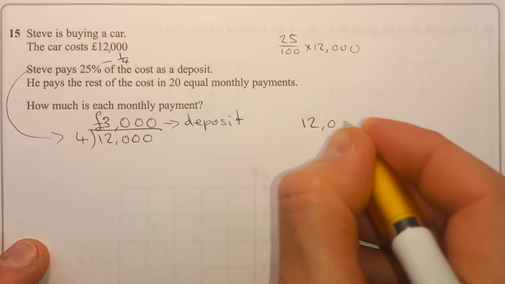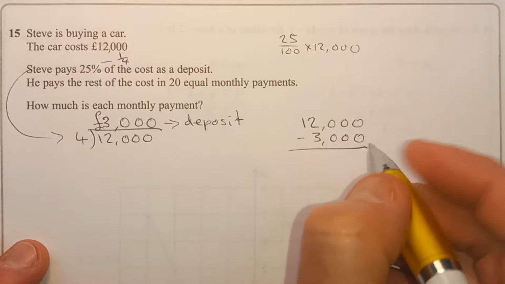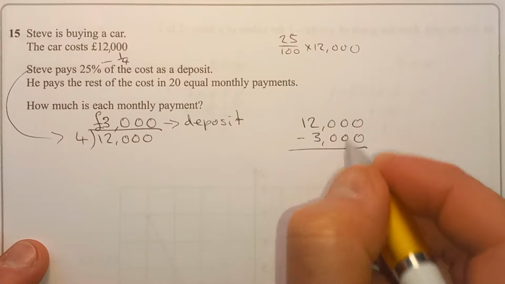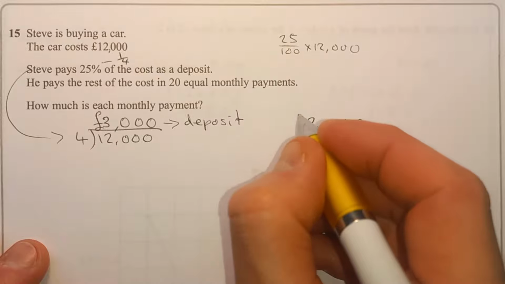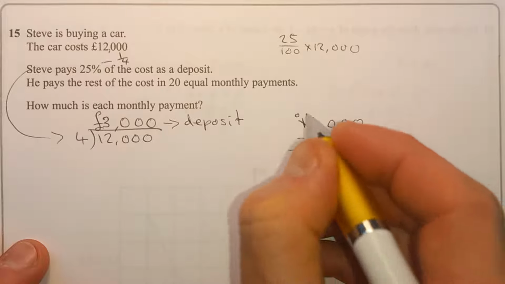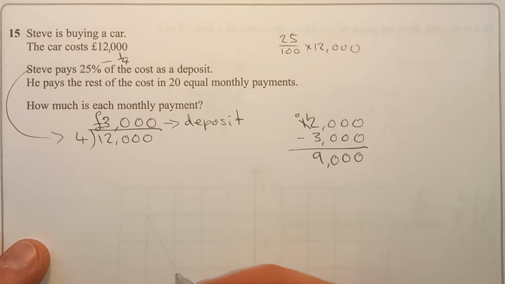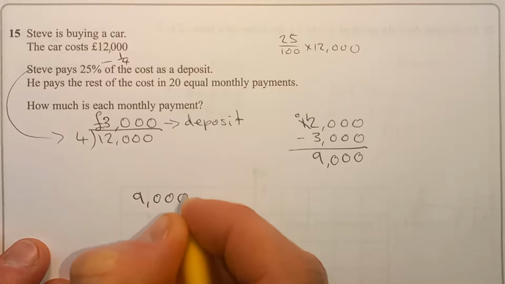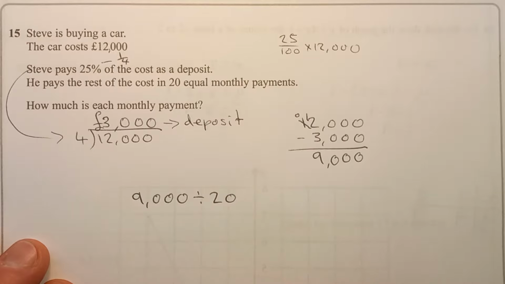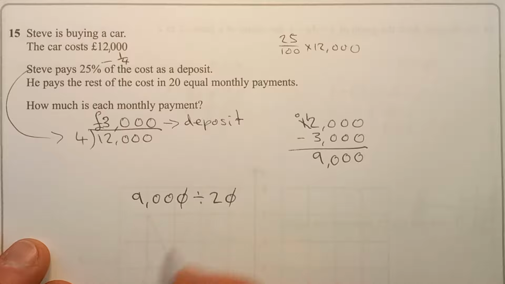So 12,000 minus 3,000. 0 minus 0 is 0. Same again and again. 2 minus 3 we can't do, so reduce the 1 there, pass it over. So 12 minus 3. So we've got £9,000 left to pay, and we've got to pay that in 20 monthly instalments. So we want 9,000 divided by 20. Well, we can cancel a 0 on both sides. So 900 divided by 2.